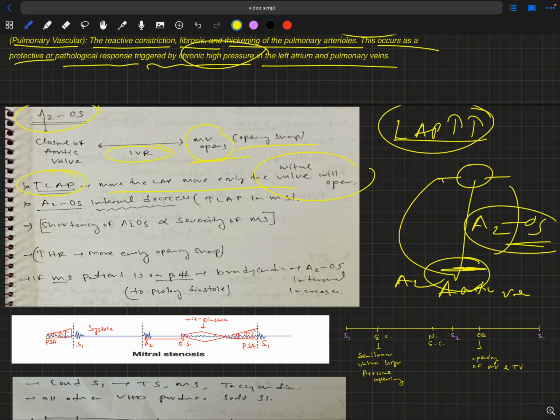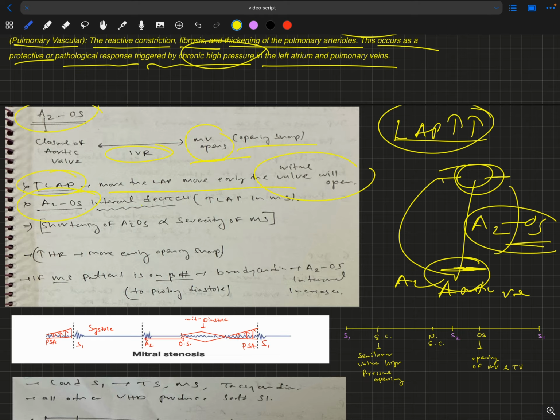As soon as A2, the closure of the aortic valve, occurs, the opening snap will be there, because the mitral valve will open as it is loaded. The back pressure is more, the left atrial pressure is more. In severe MS, the LAP will be more, so it will try to open the valve as soon as possible, as soon as A2 is closed. So the A2OS interval is shortened in severe mitral stenosis.